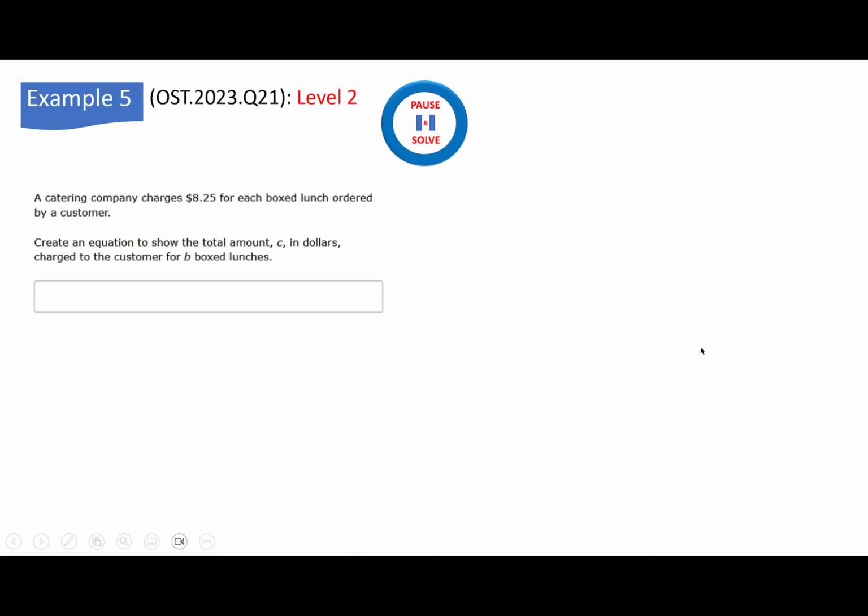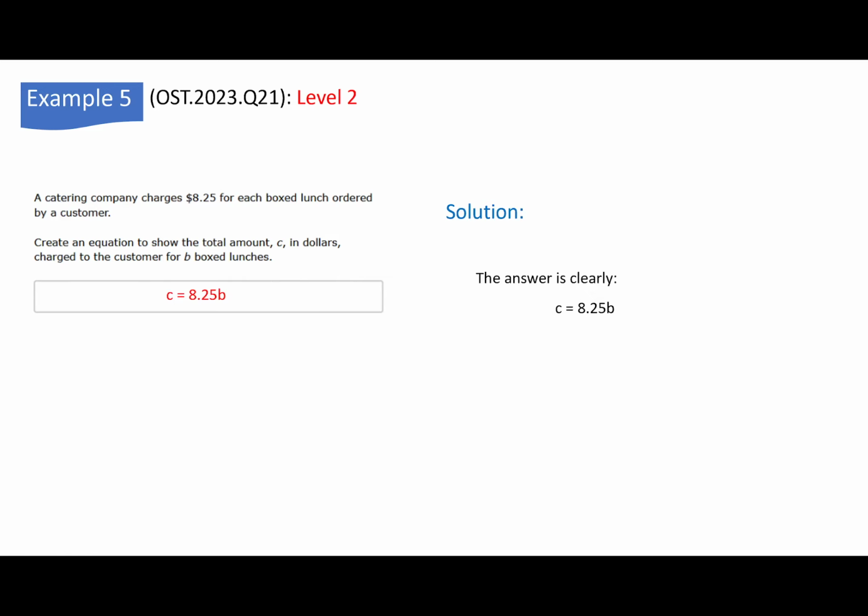Example 5. A catering company charges $8.25 for each boxed lunch ordered by a customer. Create an equation to show the total amount C in dollars charged to the customer for B boxed lunches. So obviously, if you have one box, that's $8.25. 2 boxes times 2. 3 boxes times 3. B boxes times B. So it's very straightforward. The answer is C is equal to 8.25B.